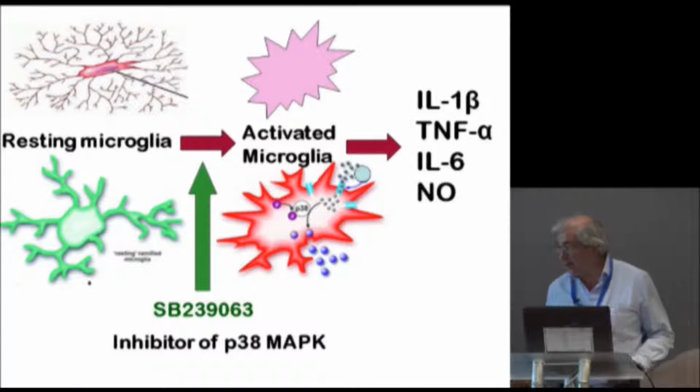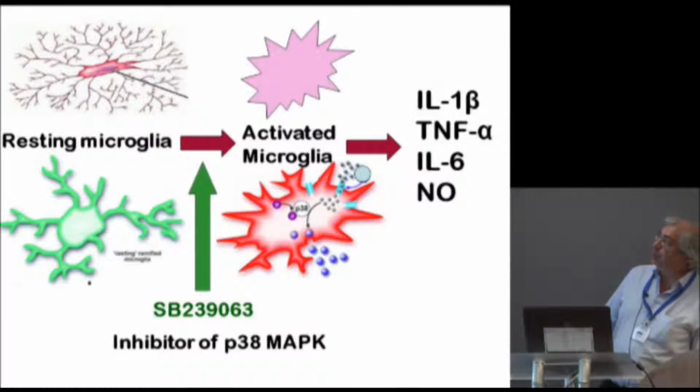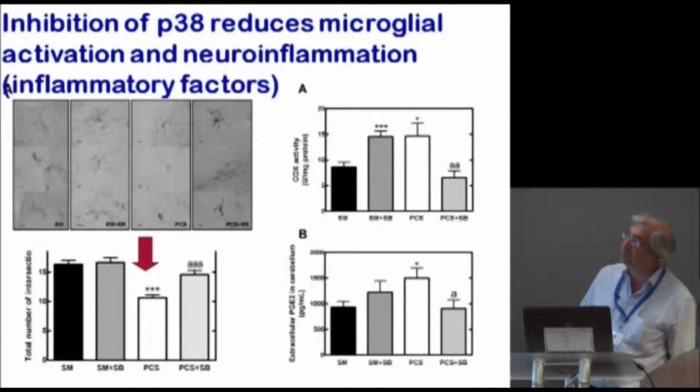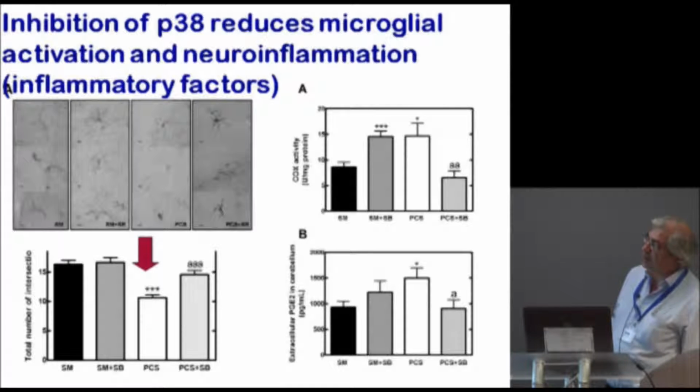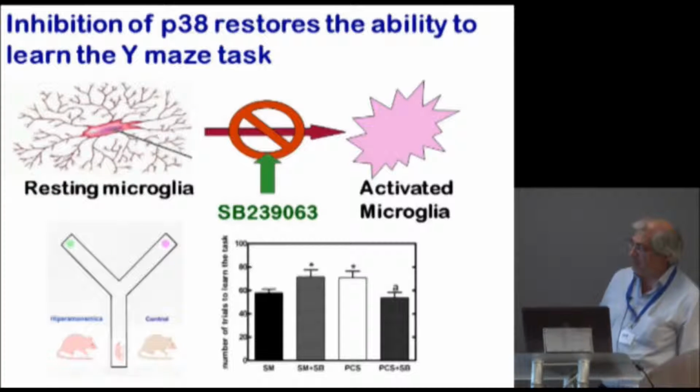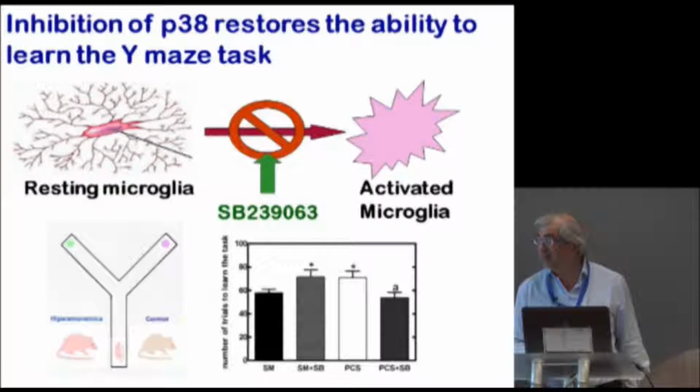Then we tested whether an inhibitor of MAP kinase P38 is able to eliminate activation of microglia in hyperammonemic rats. Well, this was done in rats with portacaval shunt which also have activation of microglia, as you can see here. Treatment with the inhibitor of the MAP kinase P38 normalizes the morphology of microglia, also reduces inflammatory factors such as COX activity or extracellular prostaglandin E2, and also restores the ability to learn the Y maze. Rats with portacaval shunt need more trials to learn, and if we treat with the inhibitor of P38, we normalize the ability to learn this task.